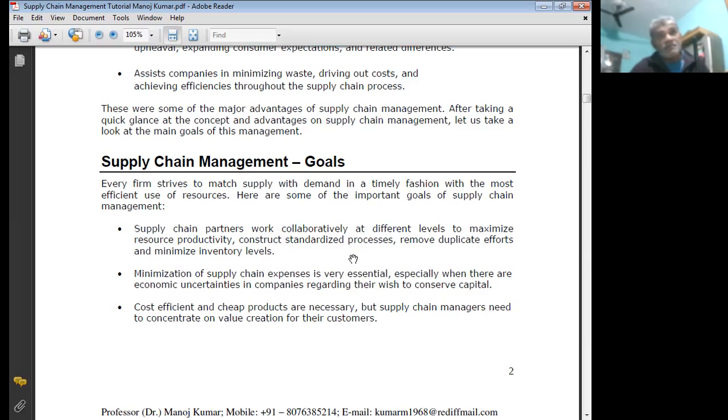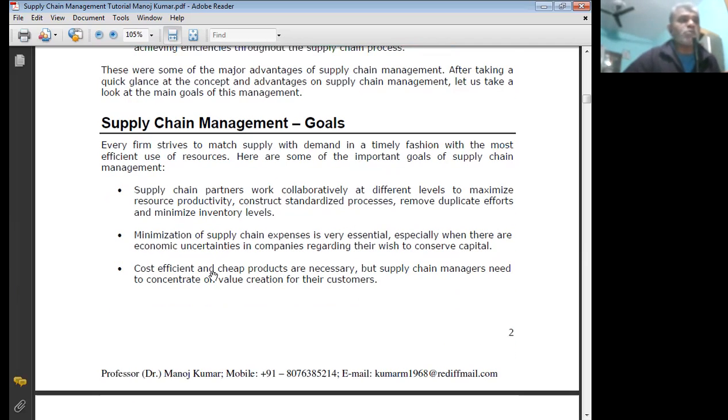Standardization is one of the best methods to improve any productivity. Adopting a standardized process is the best goal of any company. Work at different levels to maximize the resource productivity.